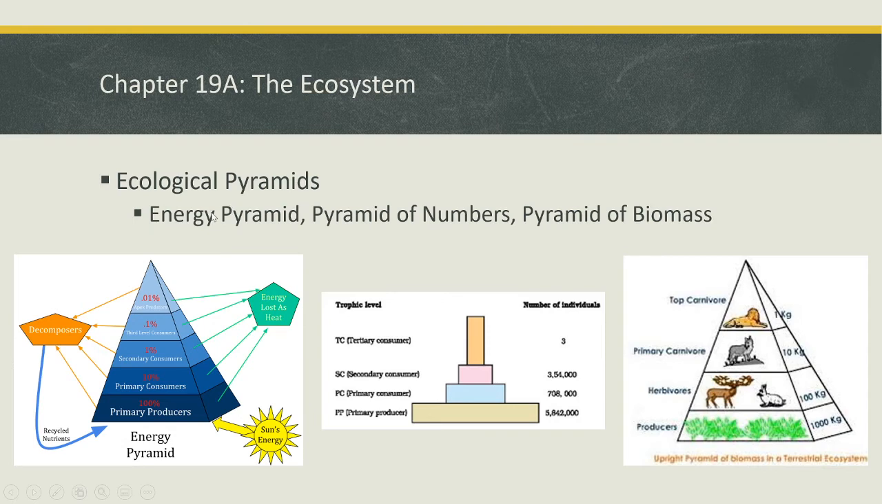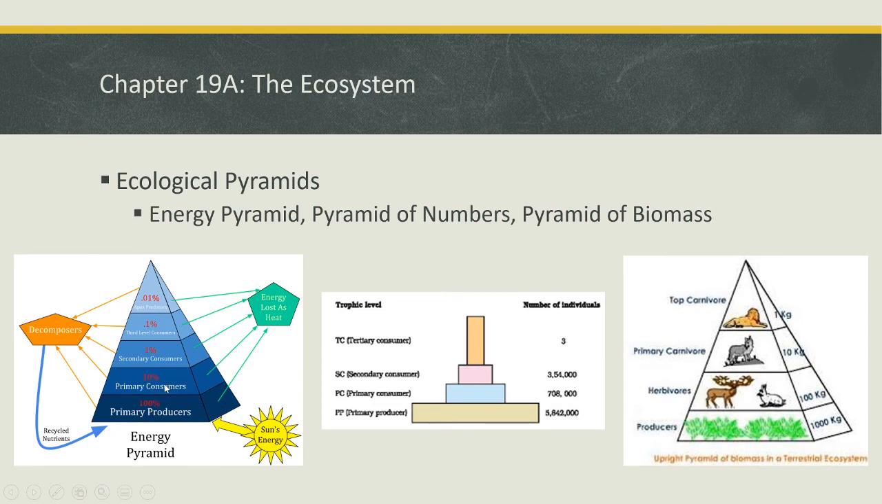First, there's an energy pyramid, and this relates to what we were just talking about. We have the sun's energy shining here, and that energy is used to create chemical energy, like in the grass. And this represents the 100% of energy available in the ecosystem.